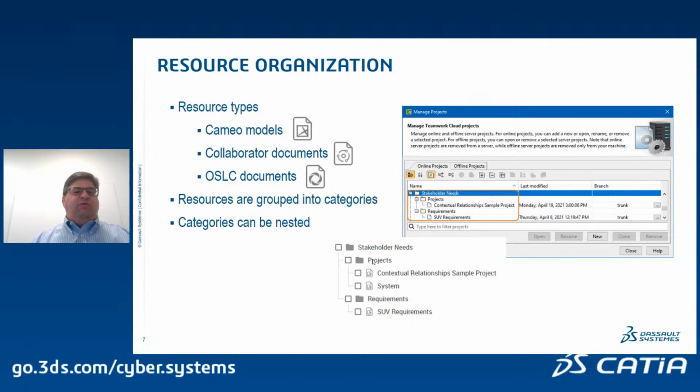This will become really useful also when we go to set access control, because we can set access at a given category. So instead of just giving you access to an individual project, I can select an entire category, which would give you everything within that category, every project. There are some different types of resources. There's models, Cameo Collaborator documents, and OSLC. We're going to mainly focus today just on the models.